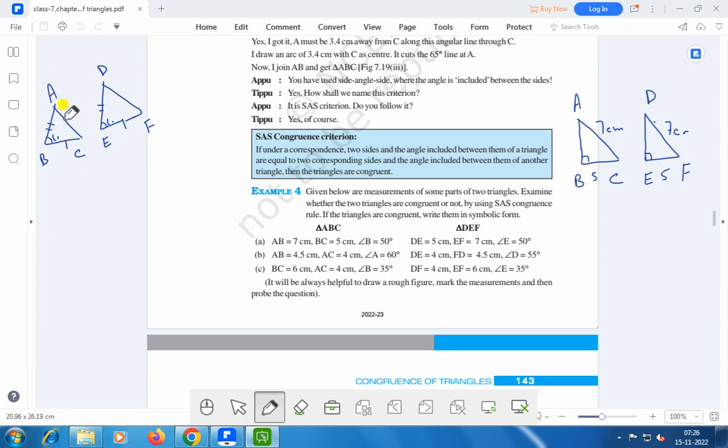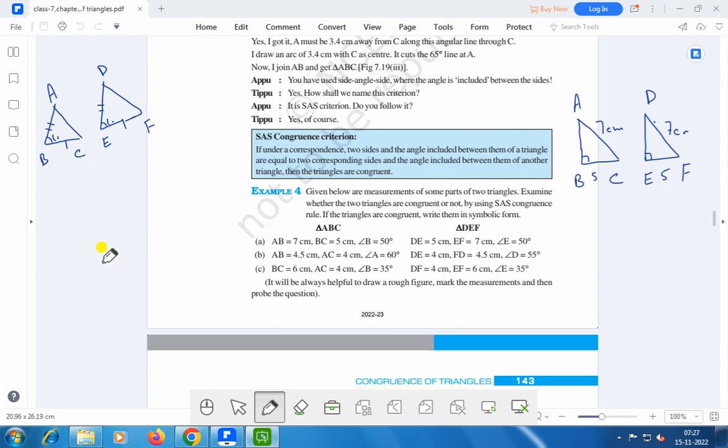This side is equal, AB is equal to DE, and angle B is equal to angle E, and BC is equal to EF. Then we say side angle side congruence rule. If under a correspondence two sides and the angle included between them of a triangle are equal to the corresponding sides and the angle included between them of another triangle, then the triangles are congruent, right?